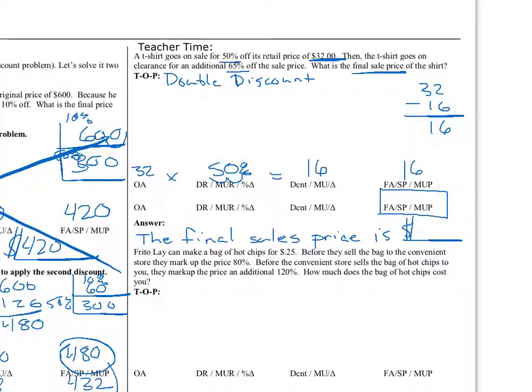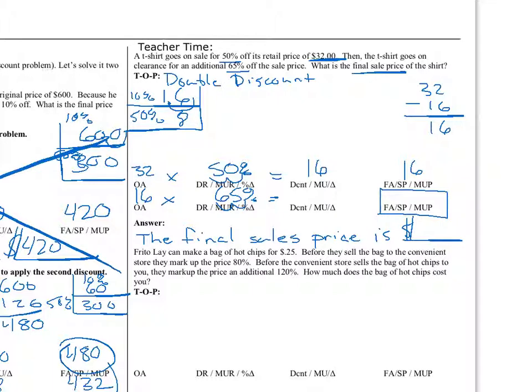However, thanks to it hitting the additional clearance rack, we've got that $16, and we're going to be able to take an extra 65% off. So for this one, we need to go ahead and do our benchmarks. I'm just going to do it over here just so I don't get lost. 50% and 10%. For my second discount, 10% of 16 would be $1.60. And 50% would be 8.